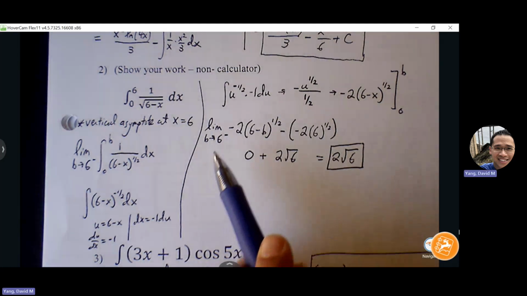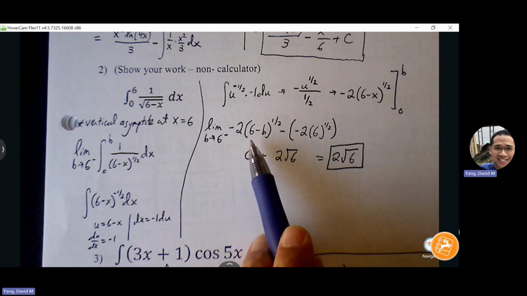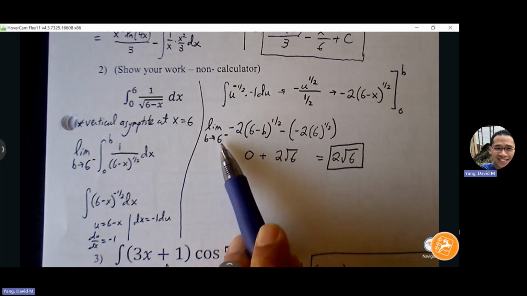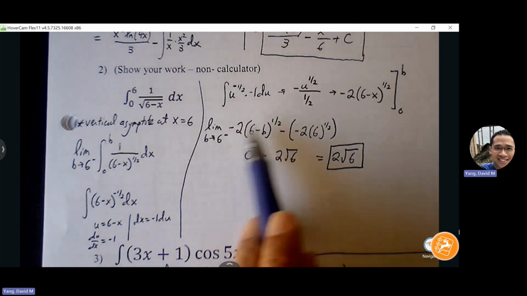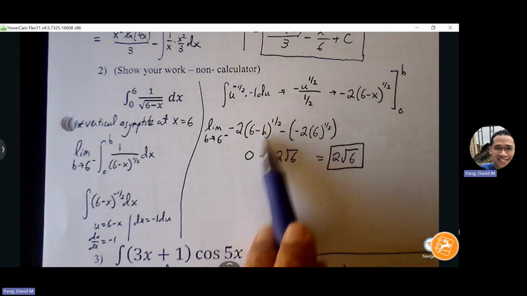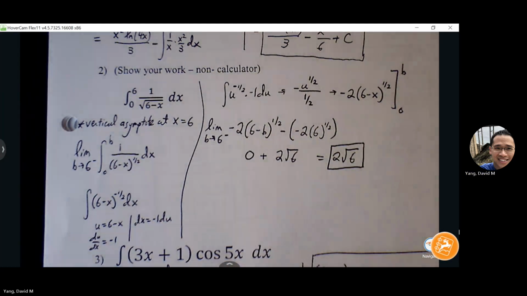Now, if for some reason you plug in 6 and you're getting something undefined here, then I would play with 5.9, 5.99 and see if that will help you decide what's happening to your fractional value or to your expression.